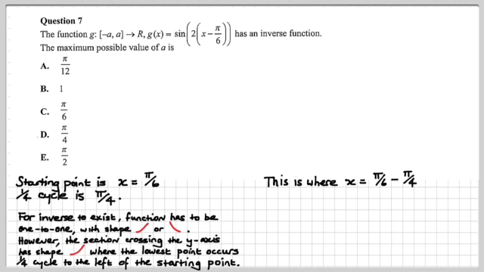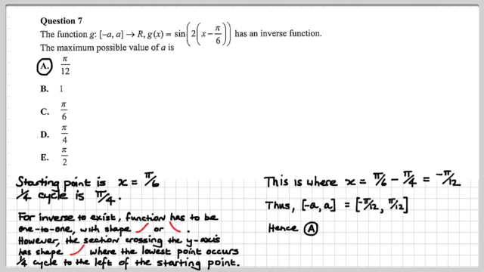So therefore, this is where we have x equals pi on 6 minus pi on 4, which is minus pi on 12. So, ladies and gentlemen, if you draw a little picture of it, you'll see that is the lowest point of the graph, and it's to the left of the y-axis, which is where we want it. So I would say that A has to be minus pi on 12. So you'd be going from minus pi on 12 to plus pi on 12. Do you get me? And therefore A is the right option, okay?